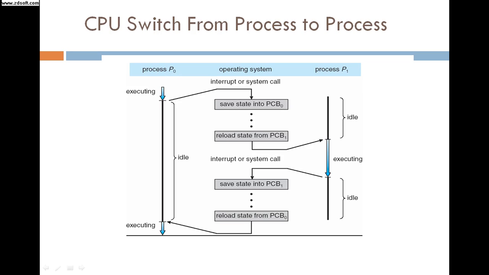After that, it starts its execution, and in the middle of the execution an interrupt or system call occurs. Once again we save the state into PCB1 and reload the state from PCB0. Then from that particular point, process P0 continues. This we have represented pictorially as a diagram, which is known as the context switch.